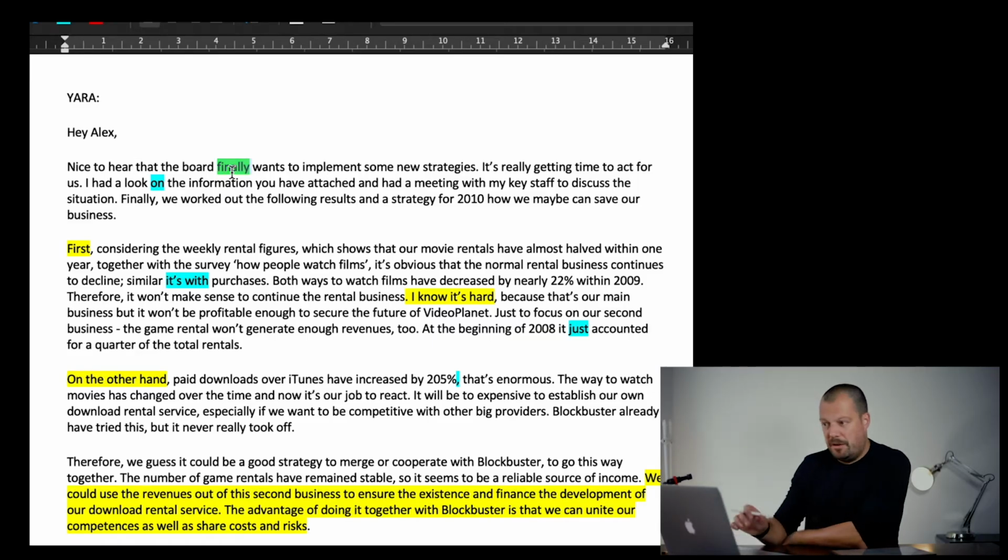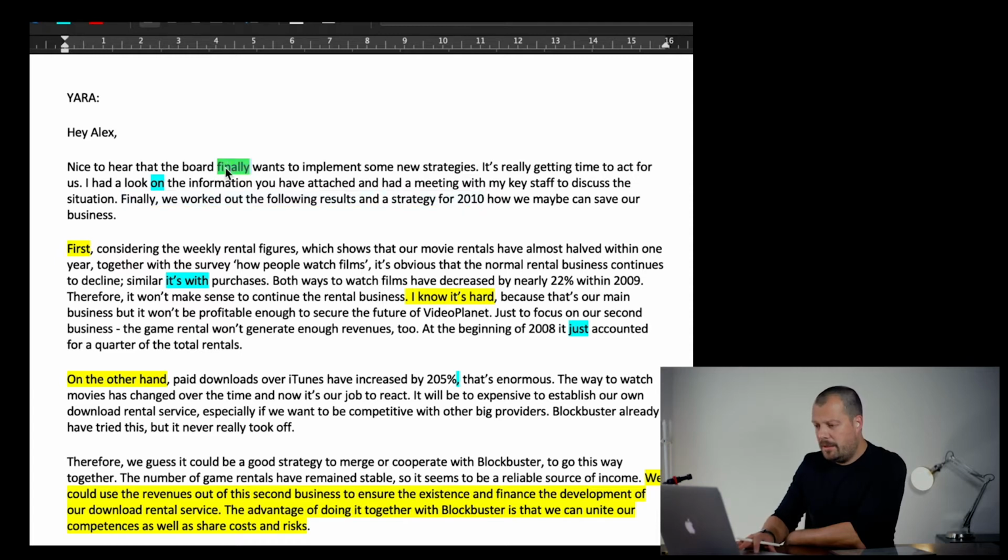So the first paragraph here that Yara's done is really good. It gets the main point across. It introduces the whole concept of the email. It's not too long, and it sets out a structure for the email. You see that we're going to have the results of a meeting here, and then later in the email we're going to have some strategy suggestions for 2010. So I like a lot the functional purpose of this introduction.